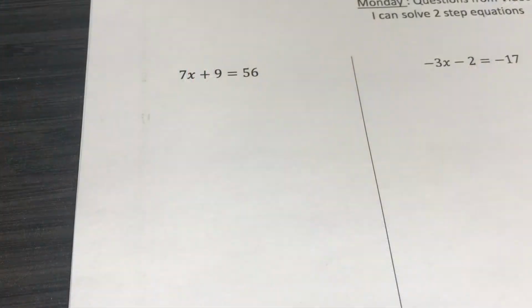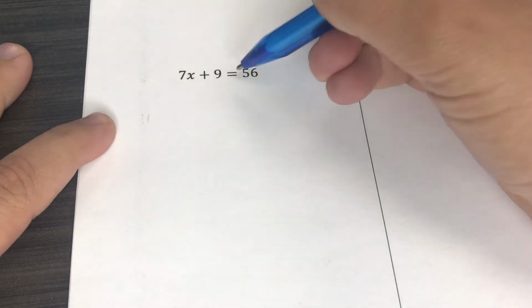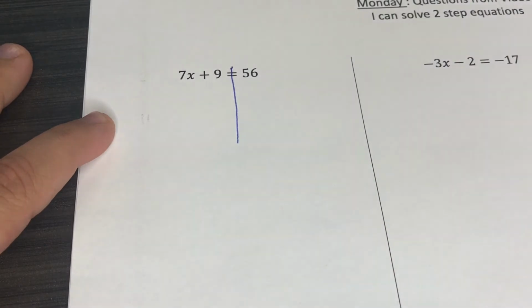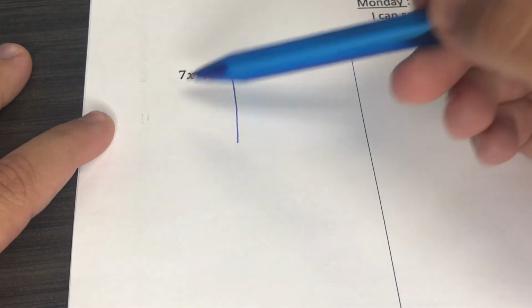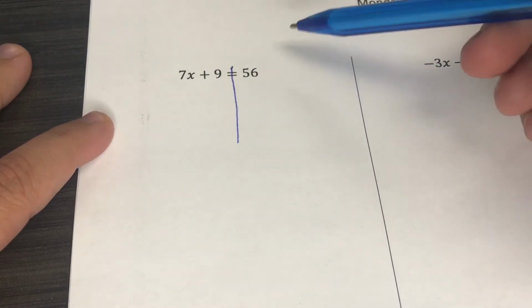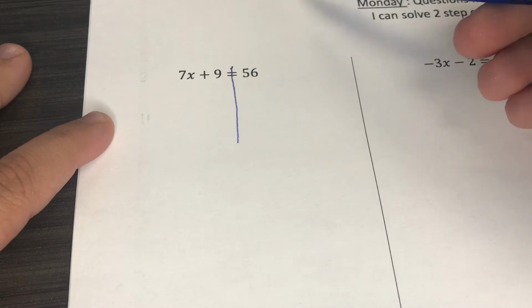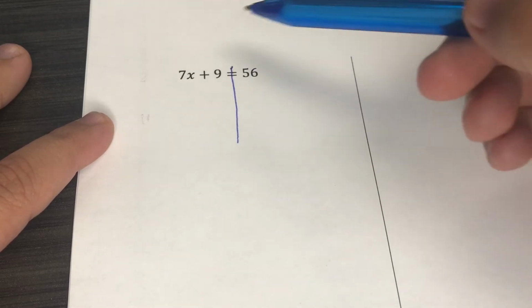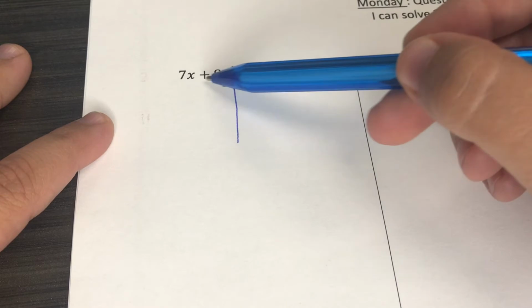All right, our first problem today says 7x plus 9 equals 56. And our goal is to isolate the variable, which means solve for x or get x all by itself. So the first step I like to do is draw a line right down the equal sign, because then it separates it into two spots, okay? The left-hand side of the equation and the right-hand side. So the first thing we do is we move the number that doesn't have a variable. In this case, it's positive 9.